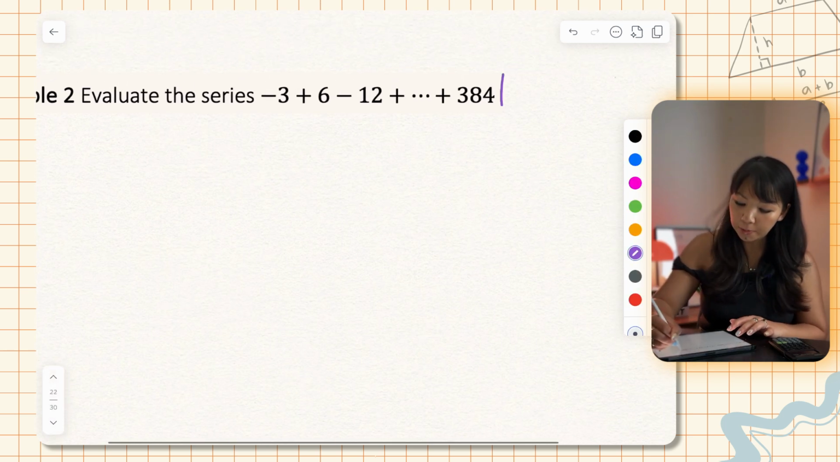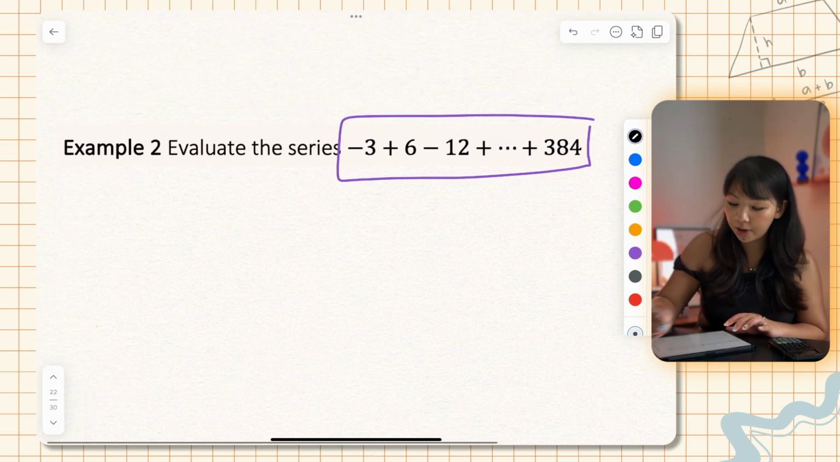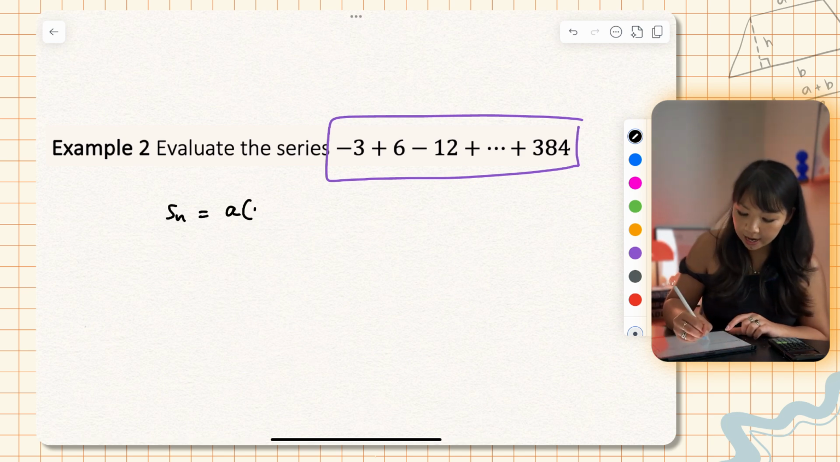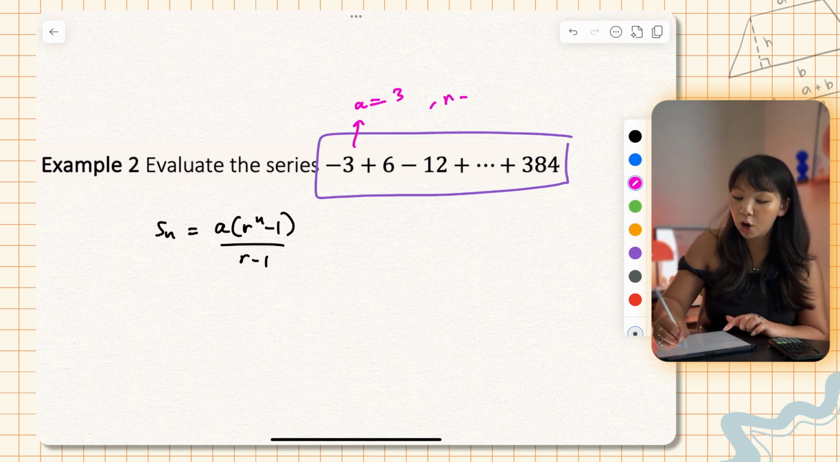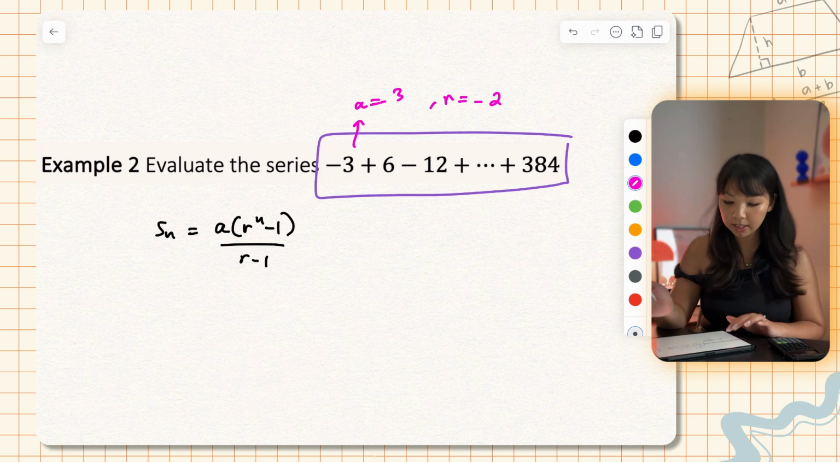Now, if I want to add up all these terms, it's clear to me that I have to use Sn, but if I were to plug it into the Sn formula, we're going to get a r to the n minus 1 over r minus 1. I can see that a is going to be negative 3. The common ratio is going to be negative 2. Negative because we're alternating plus minus plus minus.